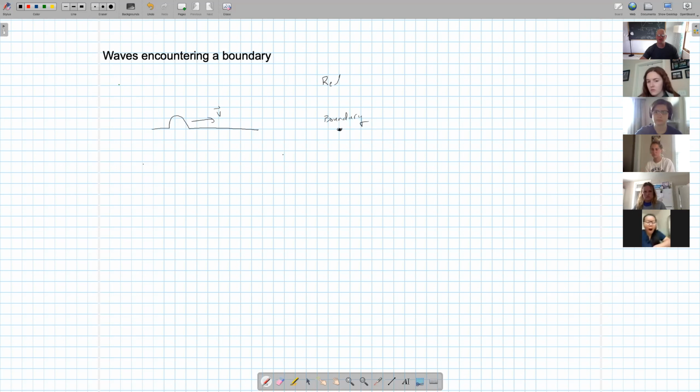We have a reflected wave, and then we also have a transmitted wave. The reflected wave is the part we've mostly been looking at. That's when the wave encounters the boundary, bounces off, and comes backwards. The transmitted part goes into another piece of medium. The reflected portion stays in the same medium, and the transmitted part passes through the boundary and goes into a new medium.